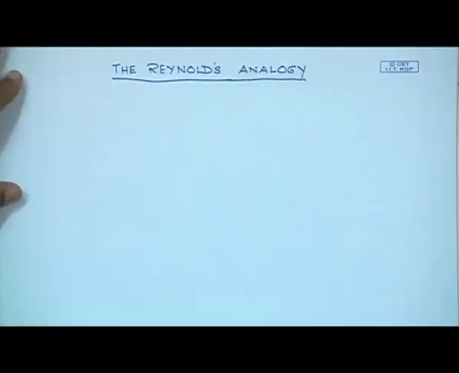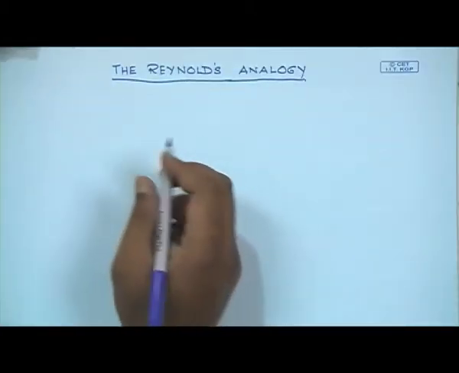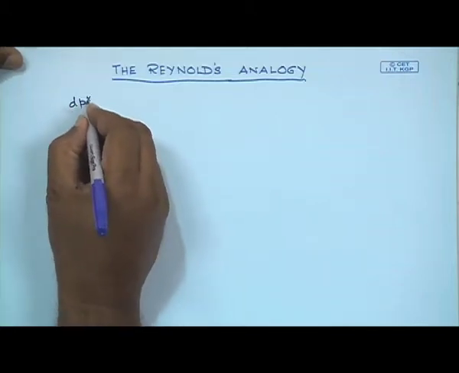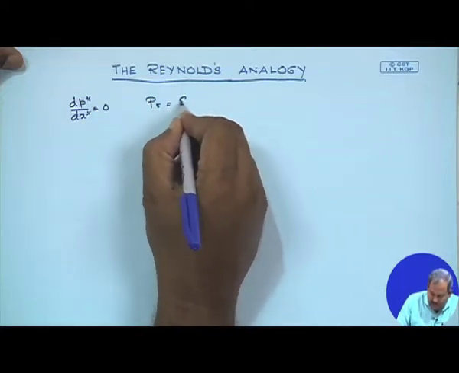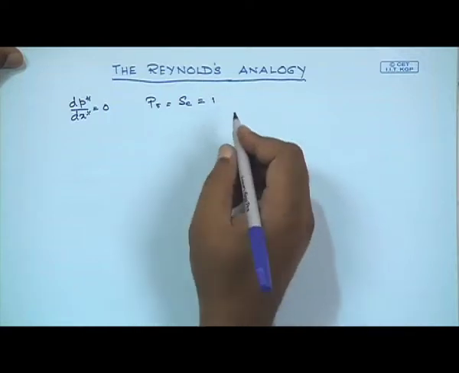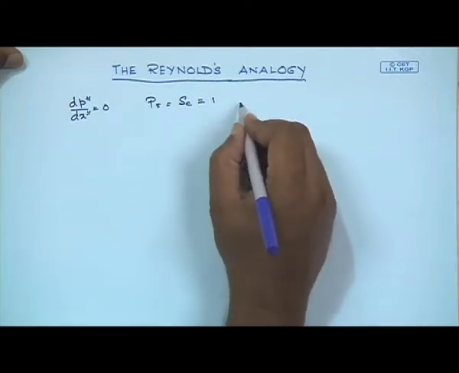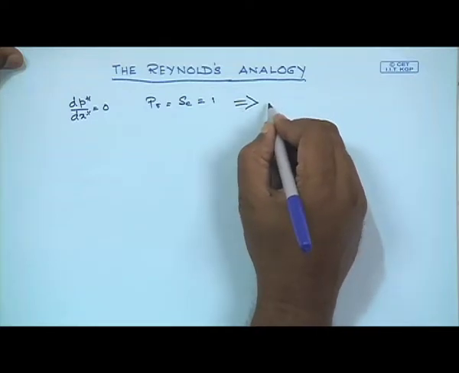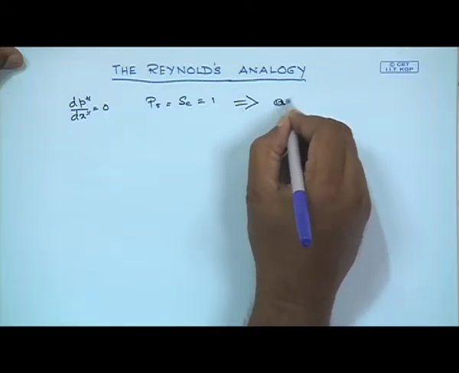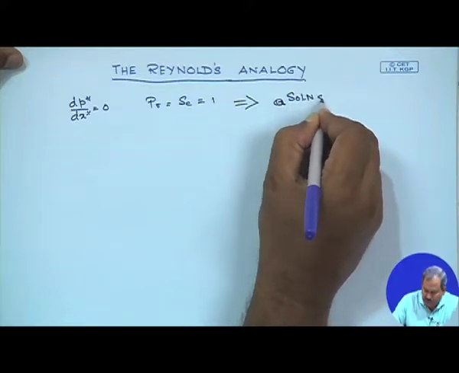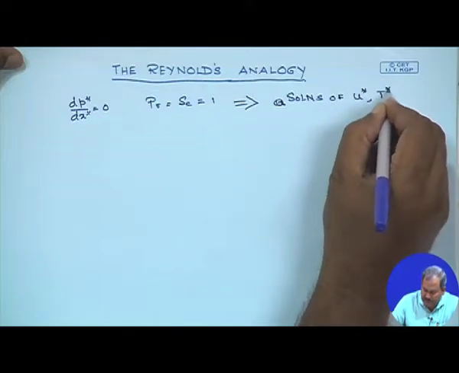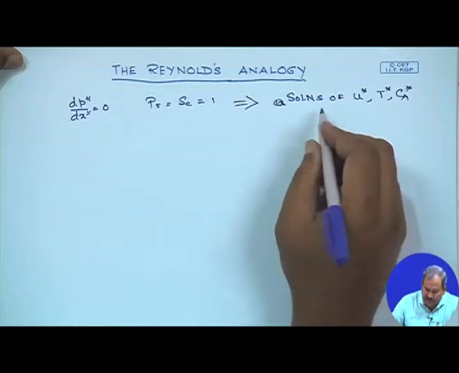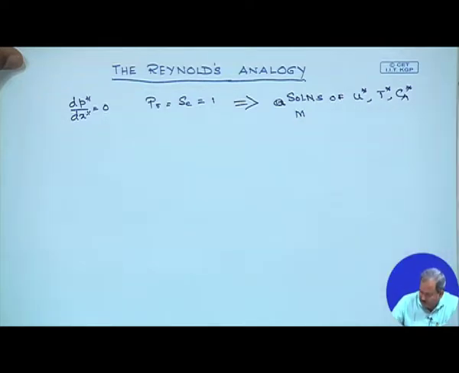So, we would start first with the Reynolds analogy, which simply tells you that it is going to be valid when dp star by dx star is equal to 0 and Prandtl number is equal to Schmidt number is equal to 1, and then the conservation equations are all of the same form. So, this would give you conservation equations same, boundary conditions same. So, solutions of u star, t star and cs star, the dependent variables must be equivalent.